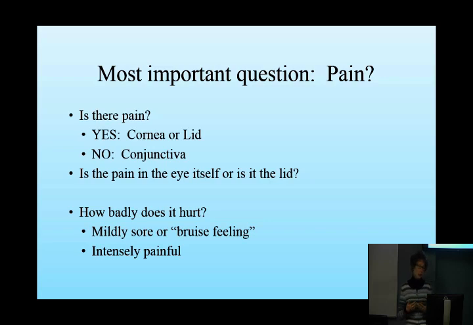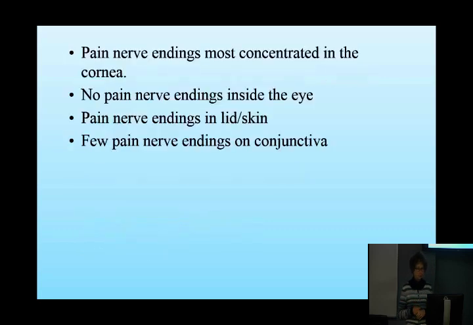Also, how badly does it hurt? People can describe their eye pain as, you know, it's sore, but it's tolerable. There's eye pain when you have an injury of the cornea. That eye pain can actually induce people to vomit. It is so severe. So depending on the severity of the pain, you can also sort of rule out where or where not is the problem. Pain nerve endings of the eye are most concentrated in the cornea, the front surface of the eye. So if somebody comes in with intense pain, chances are they have something wrong with their cornea.